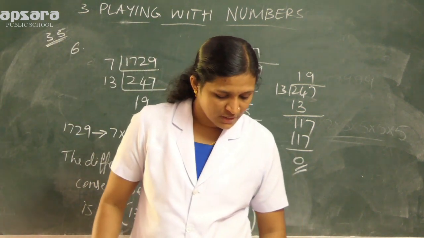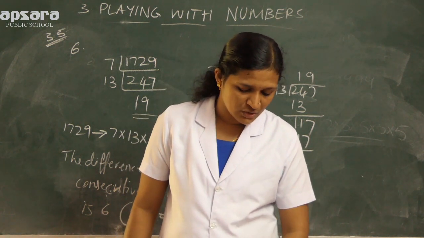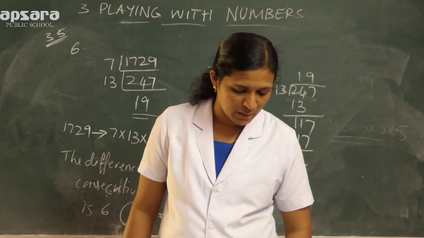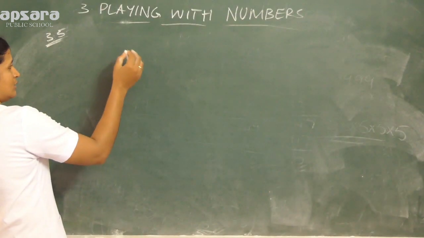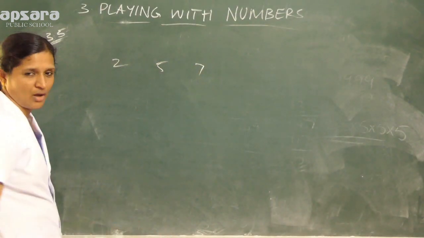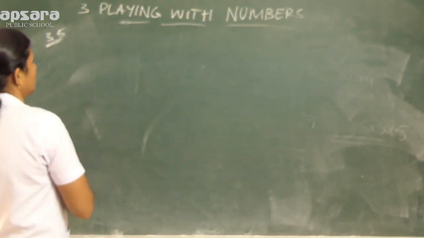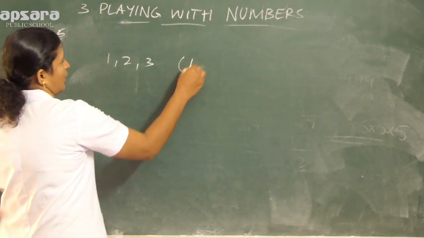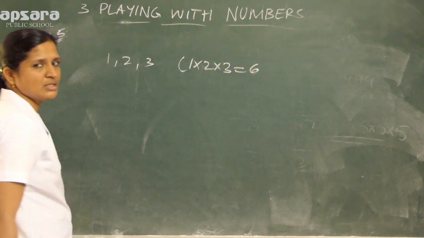Now, the next question, question number 7. The product of three consecutive numbers is always divisible by 6. Verify the statement with the help of some example. The product of three consecutive numbers. Any three counting numbers you can take, but you cannot take 2, 5, 7 like this. How should the numbers be? Consecutive numbers. Let us take 1, 2, 3. Product: 1 into 2 into 3 is 6, right? Yes, 6 is divisible by 6.